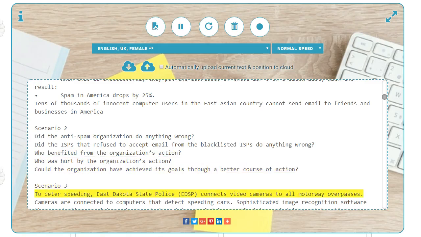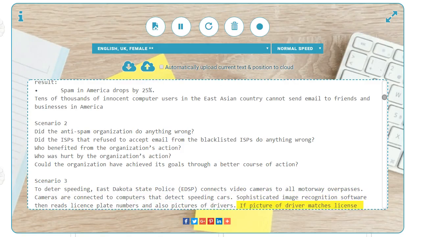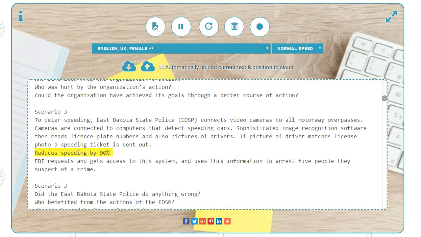Scenario 3. To deter speeding, East Dakota State Police (EDSP) connects video cameras to all motorway overpasses. Cameras are connected to computers that detect speeding cars. Sophisticated image recognition software then reads license plate numbers and also pictures of drivers. If the picture of the driver matches the license photo, a speeding ticket is sent out. This reduces speeding by 90%. The FBI requests and gets access to this system, and uses this information to arrest 5 people they suspect of a crime.